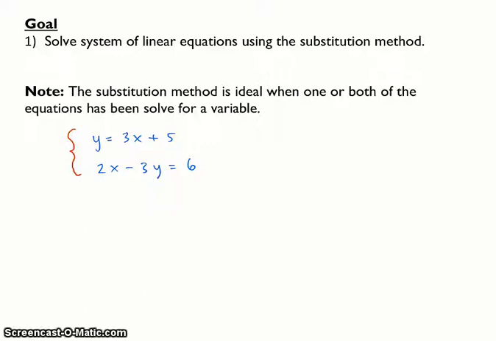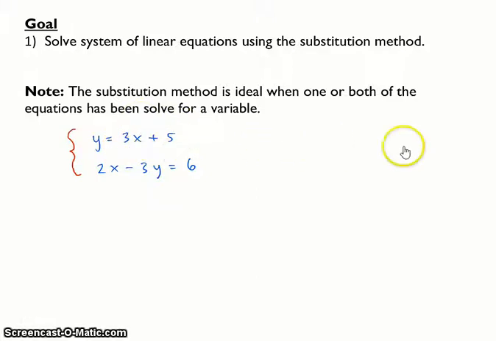So in this video, I wanted to go over solving systems of linear equations using the substitution method. Note that the substitution method is ideal when one or both of the equations has been solved for a variable. So for example, in this system of equations, the first equation is solved for y. Notice how y is by itself on one side.